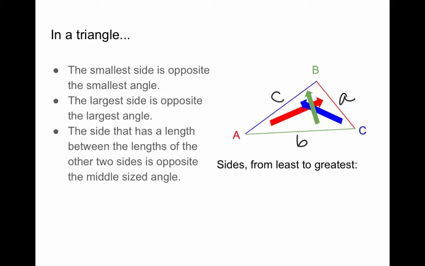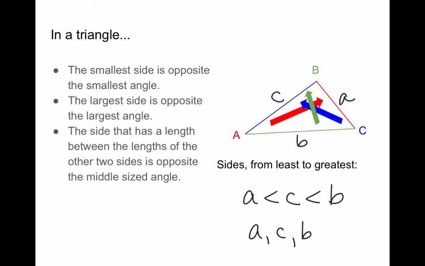So if I'm listing the sides in order from least to greatest, I start with the one that's opposite the smallest angle. That's A, so that goes first because that's the smallest. That is smaller than the one that's across from the middle-sized angle, which is C, so that comes next. And then finally, the only other one we have, which is B, is across from the largest angle. So from least to greatest, the sides are A, then C, then B.